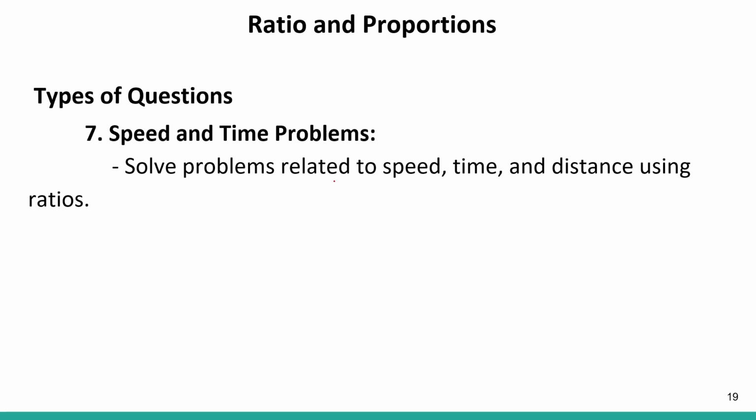So let's see the seventh type of question, that is based on speed time problems. So solve the problems related to speed, time, distance using ratios. We already know the formula of speed, that is speed is equal to distance by time.